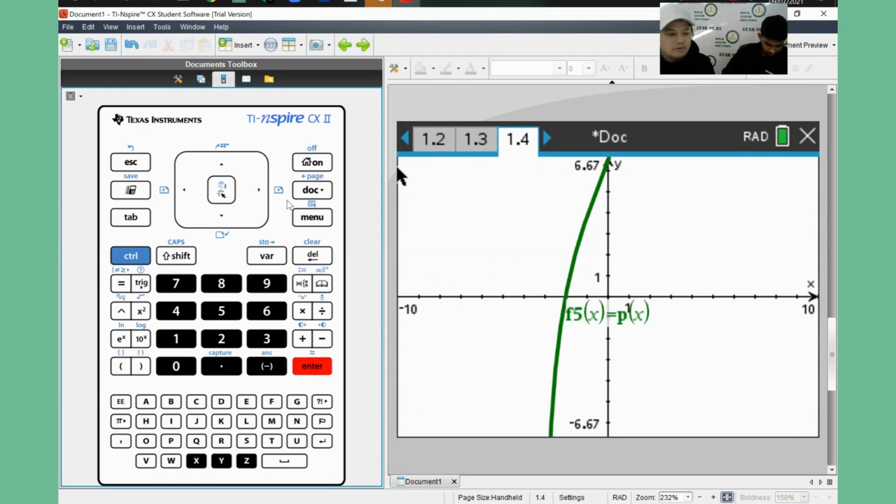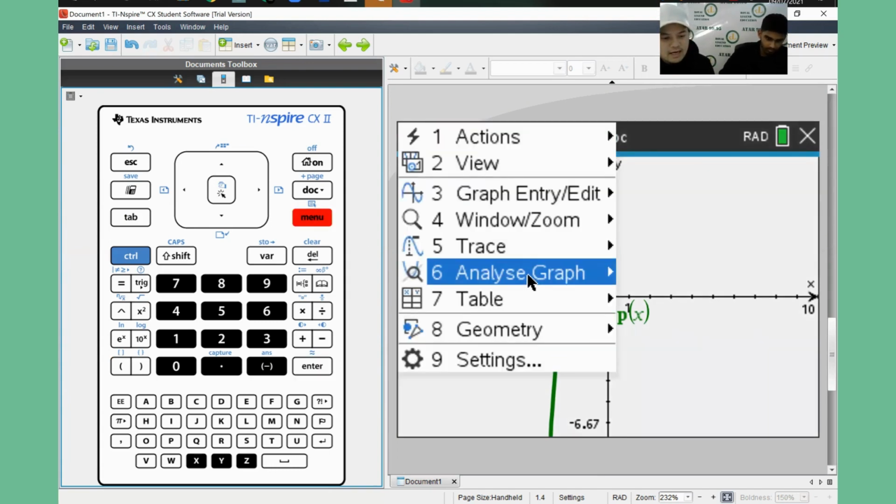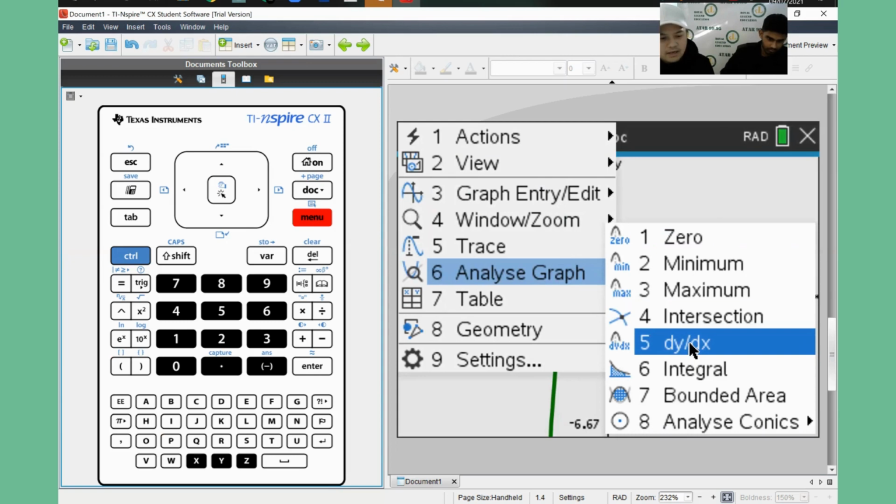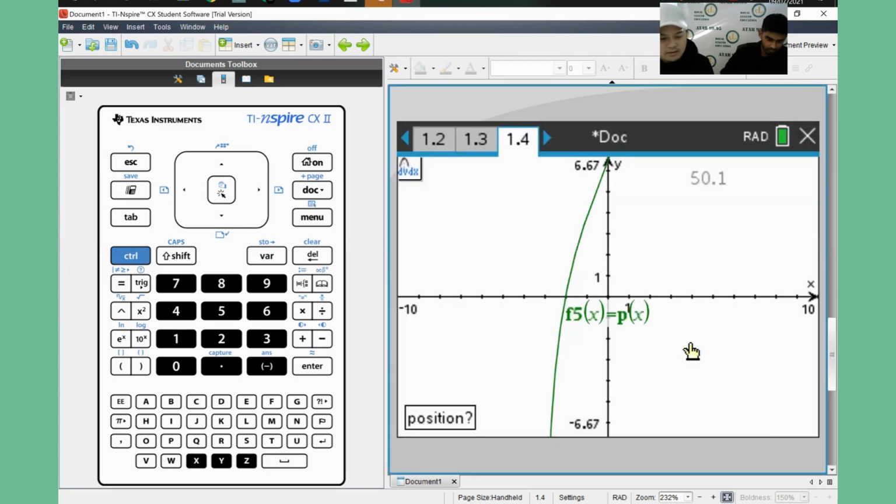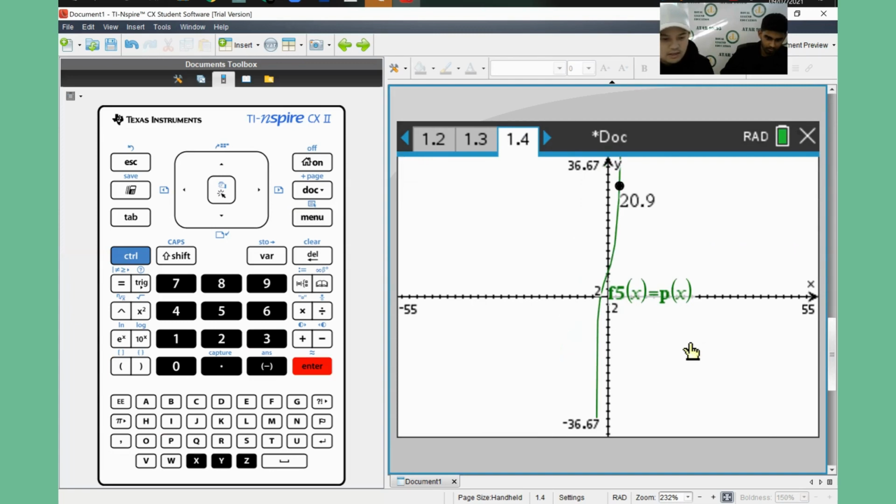Okay, and then I want the gradient. So what do you do? Menu, analyze graph, dy/dx, where x is 3. Ta-da, it gives me 20. That is the gradient at that point. Do you understand?